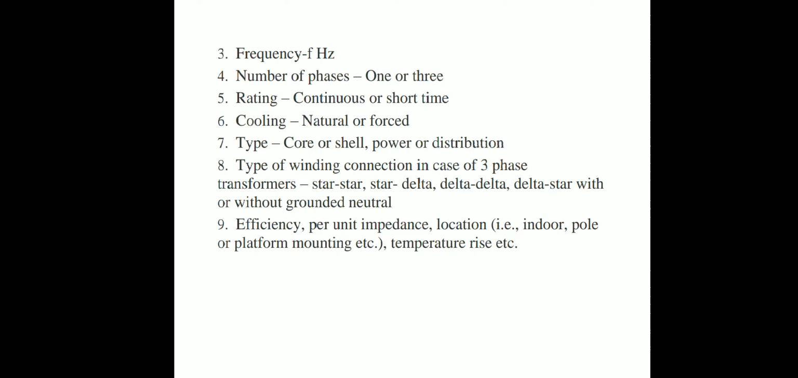Type of winding connection in case of three phase transformers: star star, star delta, delta delta, delta star connection with or without grounded neutral. This is very important, whether it is star star, star delta or so on, with or without grounded neutral. The next one is efficiency, per unit impedance, location, that is whether it is indoor, pole or platform mounted, etc. Temperature rise, humidity, etc.